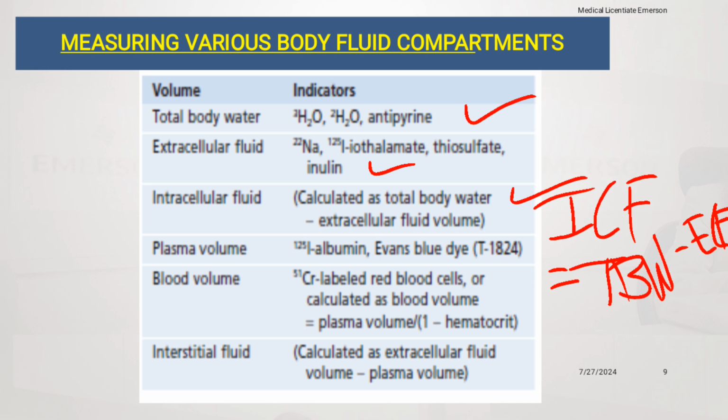Then for blood volume, you can use chromium-51 labeled red blood cells, or it is calculated as blood volume equals plasma volume divided by 1 minus hematocrit. Then for interstitial fluid, we can calculate it as extracellular fluid volume minus the plasma volume. That's how we measure the various body fluid compartments. Hope we are together on this one.